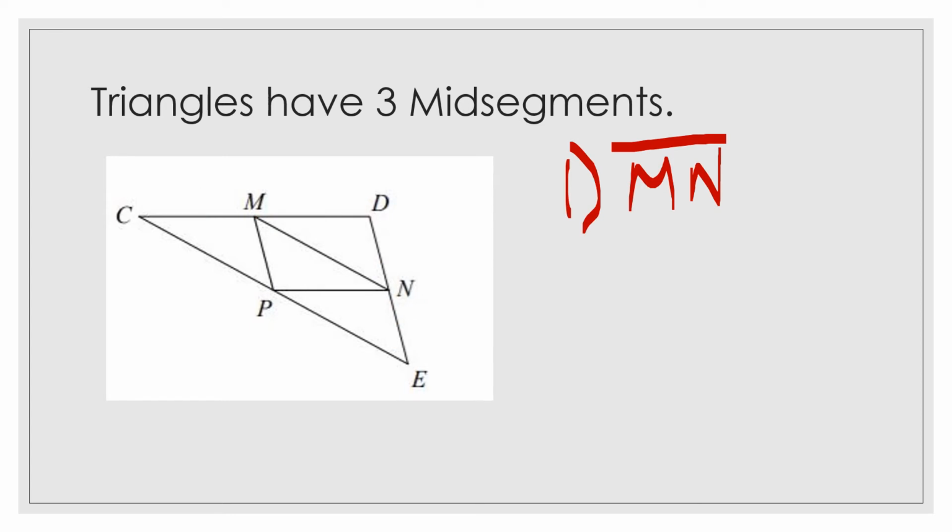The next midsegment is segment PN. In order for that to be a midsegment, segment EN has to be congruent to segment ND, and segment EP has to be congruent to segment PC. The base that this midsegment is parallel to is segment CD.